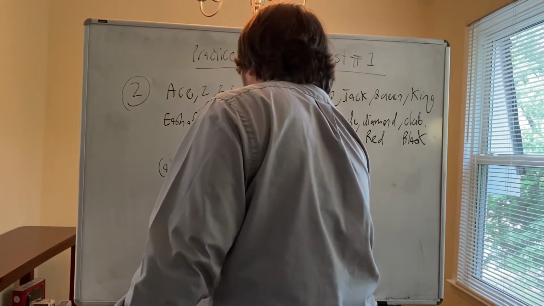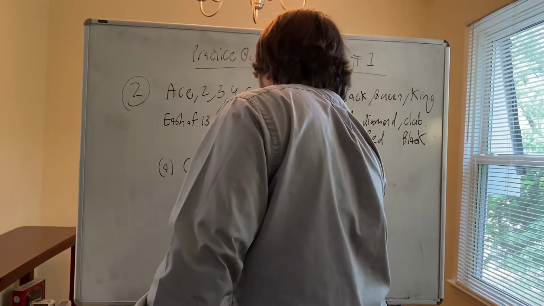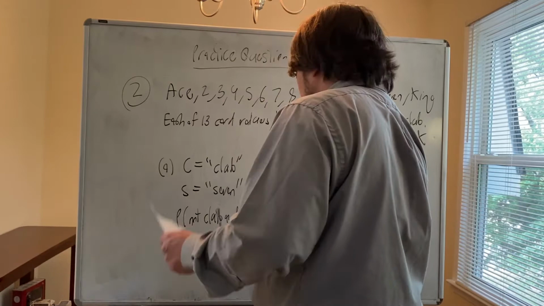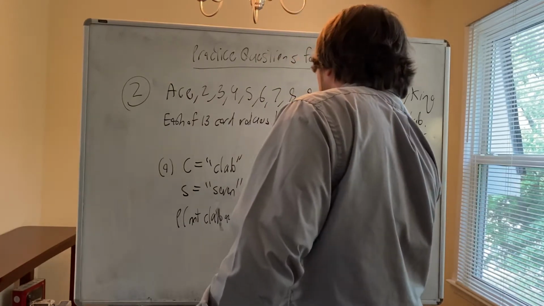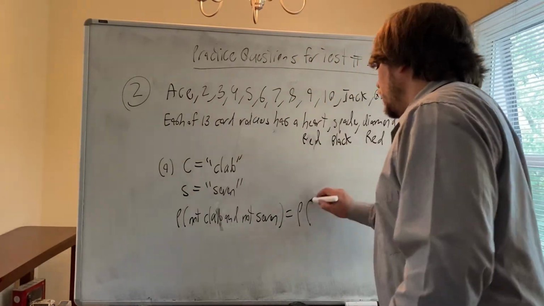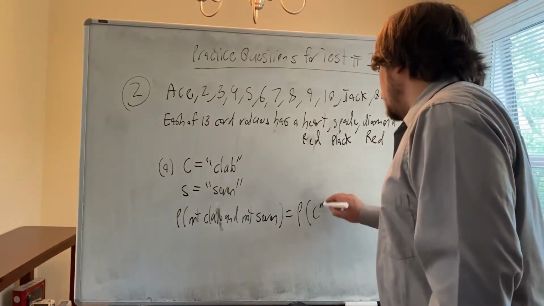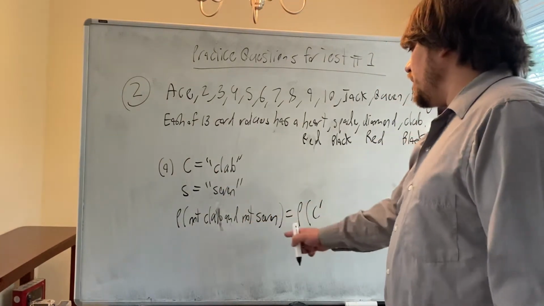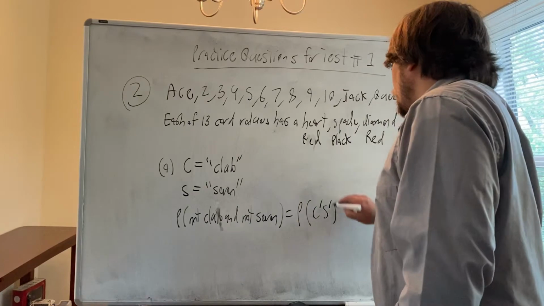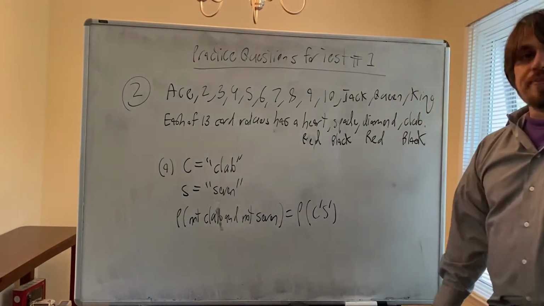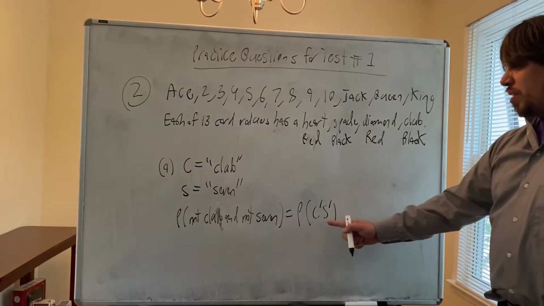So I'm going to say not a club and not a 7. This is the probability that it's not a club, C prime, and not a 7, S prime. So this is the probability of C prime, S prime: the probability that the card you draw is not a club and it's not a 7.